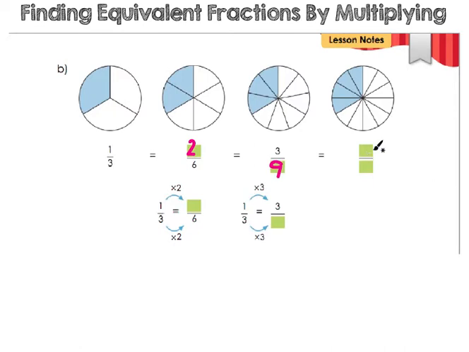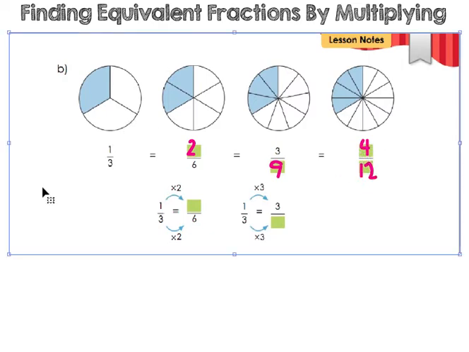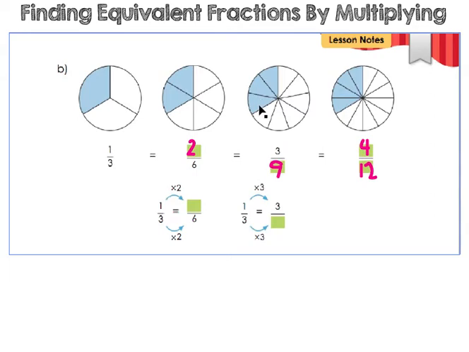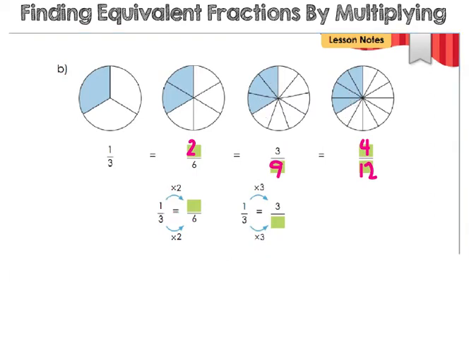Now let's do the last one. How many parts are colored? Excellent. 1, 2, 3, 4. 4 is the numerator. And how many parts are in all? So that was 4, 5, 6, 7, 8, 9, 10, 11, 12. So here you can see that all these fractions, even they are different, divided in different parts, at the end, the color part that we pay attention to is the same size.